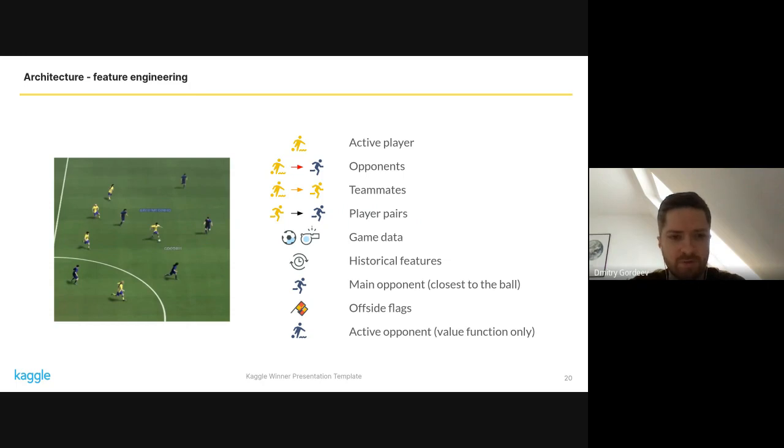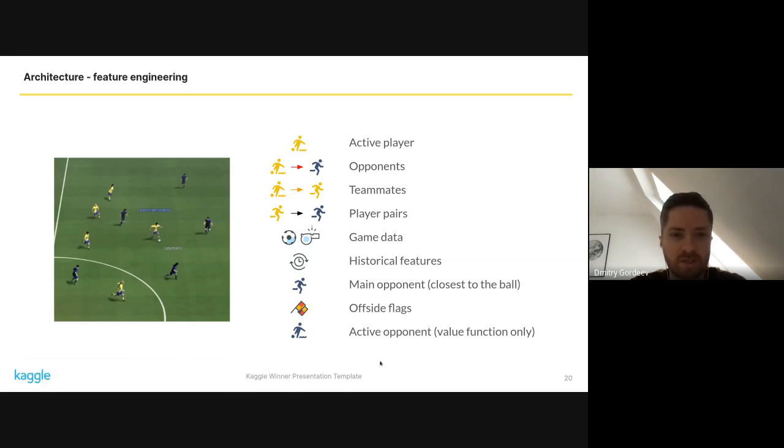To simplify the structure and understanding of what exactly we're adding to the network and how we're generating features, we split it into several blocks of inputs. So the first block was about the active player, the one we're in control of, things like where the player is, what is the speed, what are the current sticky actions, and so forth.